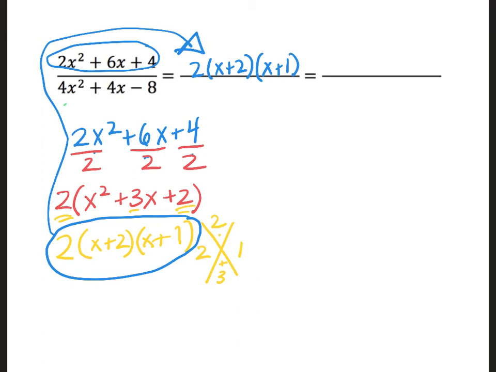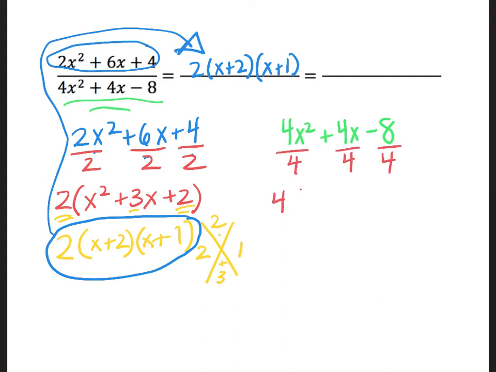All right, we have to do the same thing with our bottom. So we have 4x squared. Sorry, I'm going to give myself a little more room. 4x squared plus 4x minus 8. Again, because there's a number in front of my x squared, I'm going to start by looking for a GCF. So we have 4x squared plus 4x minus 8. I know all of those numbers out front are divisible by 4. So 4 is going to be my GCF.